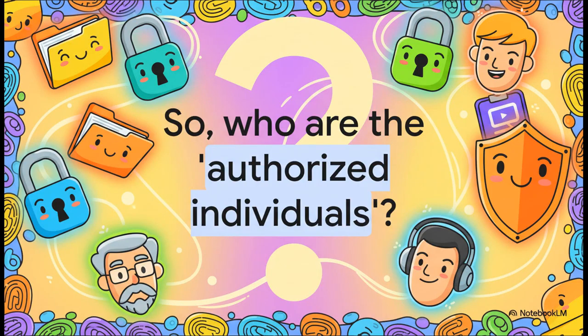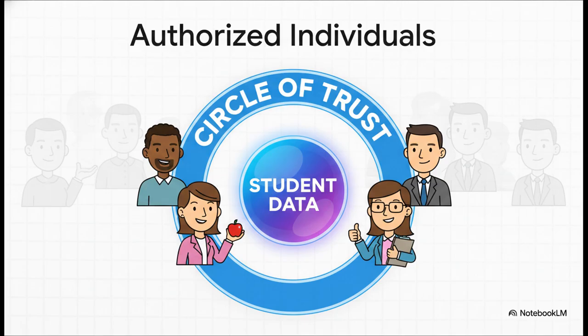Which, of course, leads to the most important practical question of all. If confidentiality is all about limiting access to authorized individuals, well, who are they? Who actually gets to be in that group? This is basically the circle of trust. It starts, of course, with parents and legal guardians. After that, it's school officials who have what's called a legitimate educational interest. That just means people like teachers, counselors, and administrators who actually need that information to do their jobs and support the student. Pretty much anyone outside of this circle needs very specific legal permission to get access.